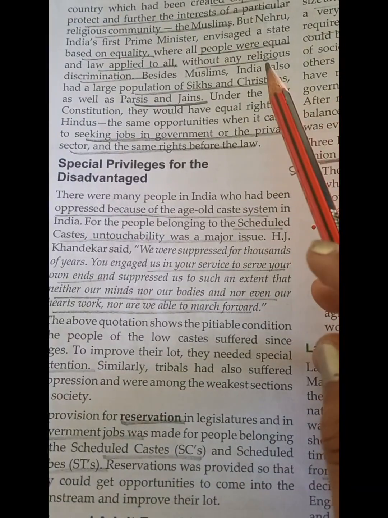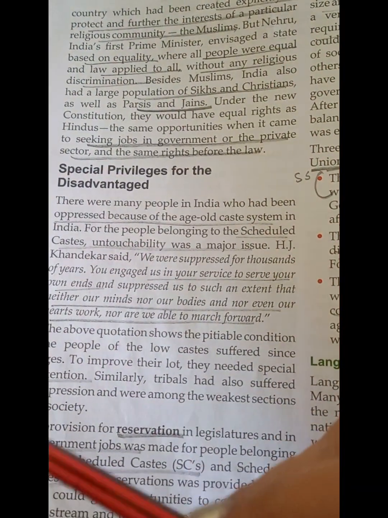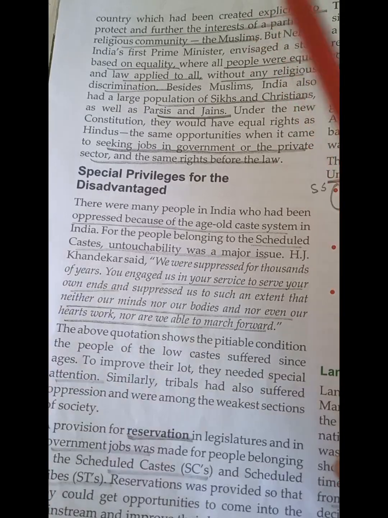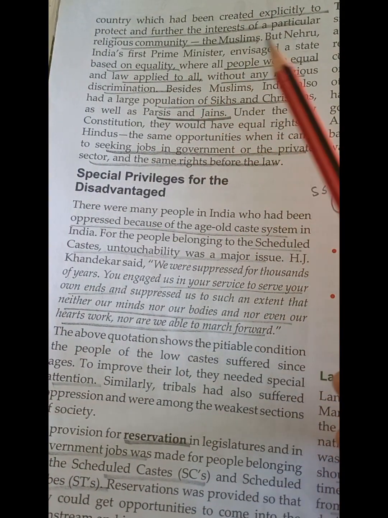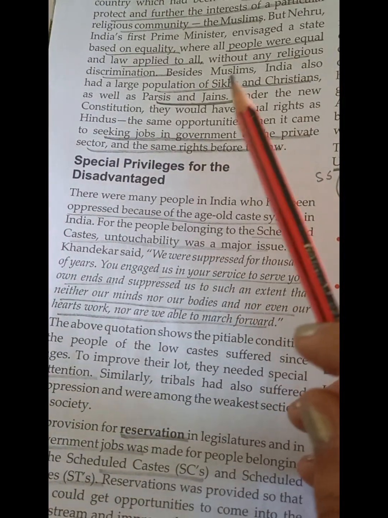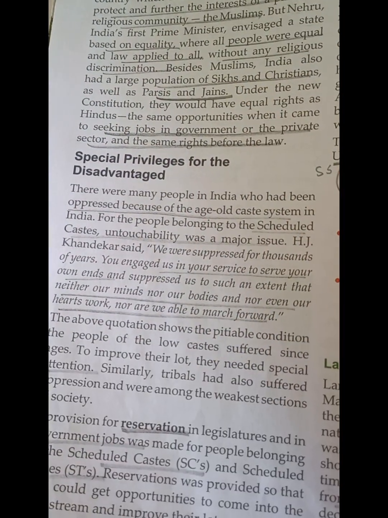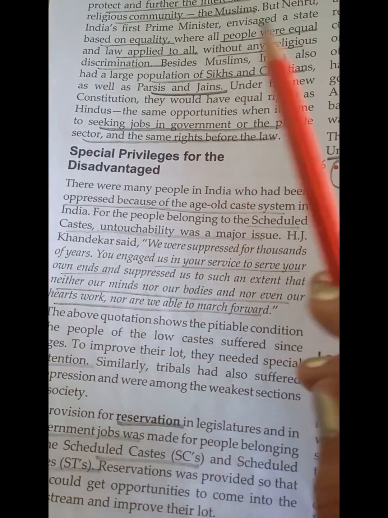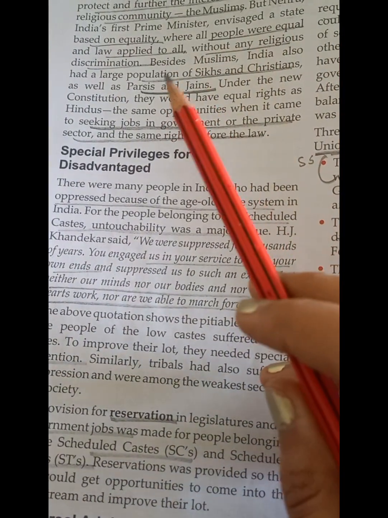Some of the people in India after the independence of India wanted it to be a Hindu nation. They argued that Pakistan was explicitly created to protect and further the interests of a particular religious community, the Muslims. But India's first Prime Minister envisaged a state based on equality where all people were equal and law applied to all without any religious discrimination.